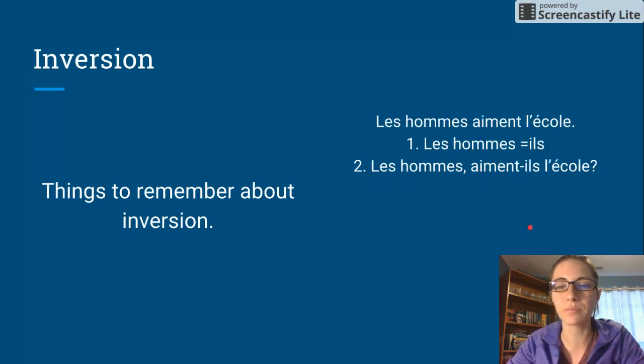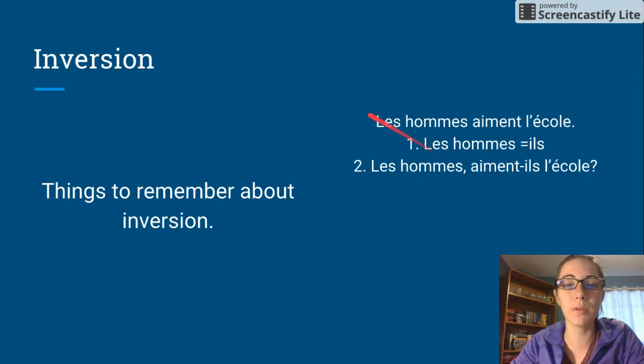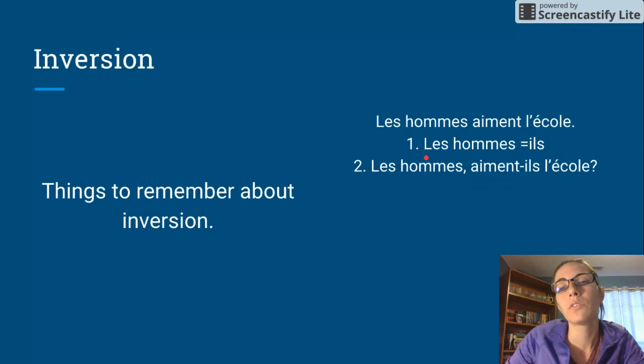repeating yourself. So for example, we have les hommes aiment l'école. The men like school. Les hommes is our subject, but it's not a subject pronoun. It's actually a noun. So we'll replace it with ils because we have plural men. Then we restate les hommes, invert our verb and our subject pronoun that we came up with, aiment-ils, and then we finish off our sentence, l'école. Les hommes aiment-ils l'école? Men, do they like school?